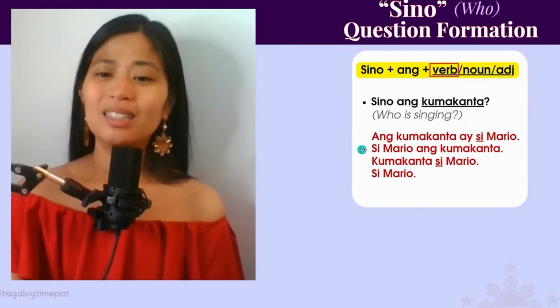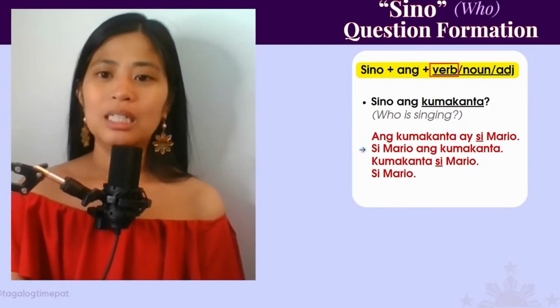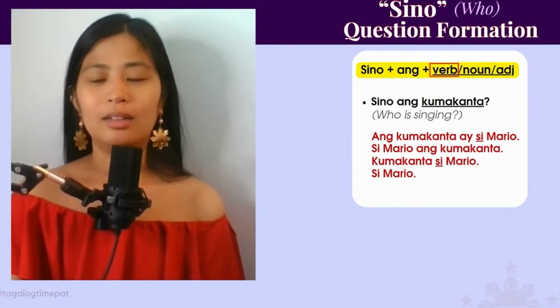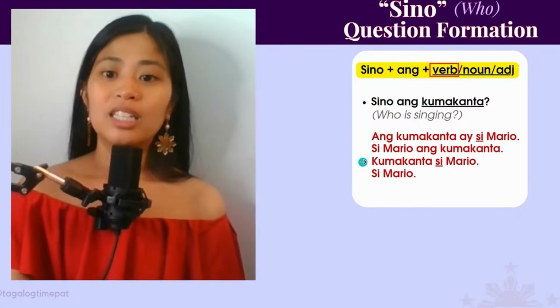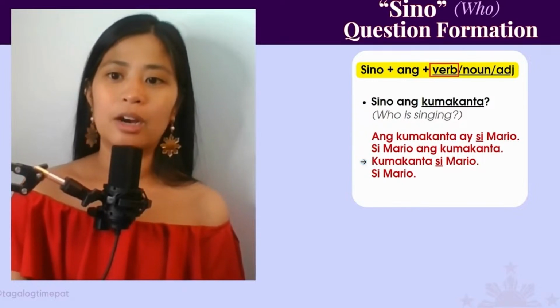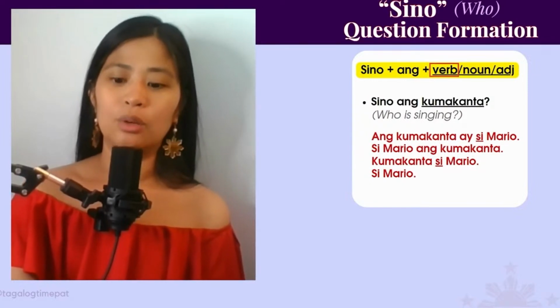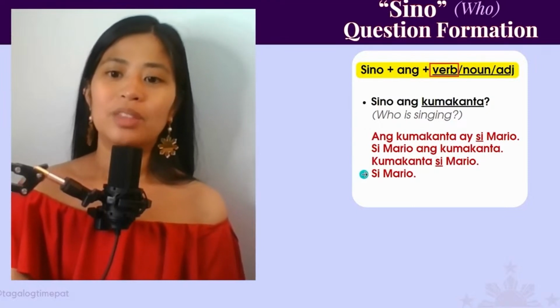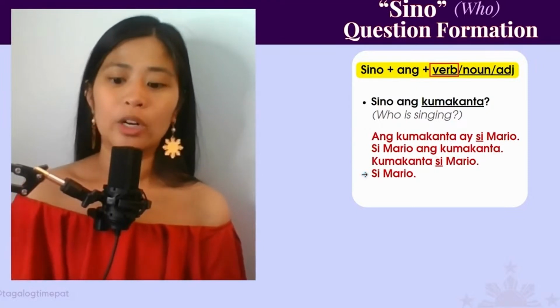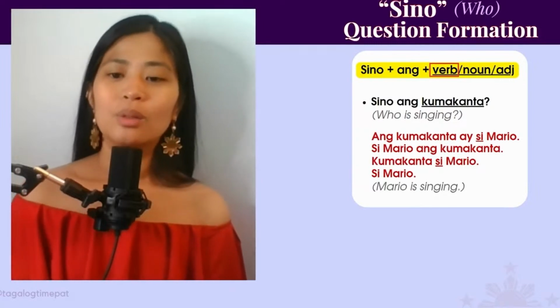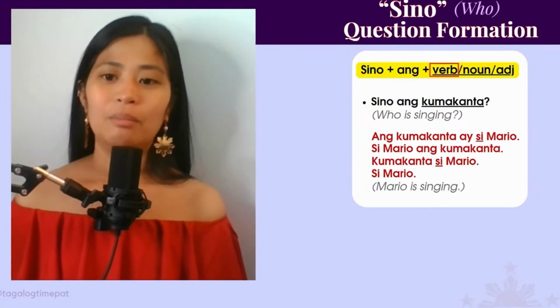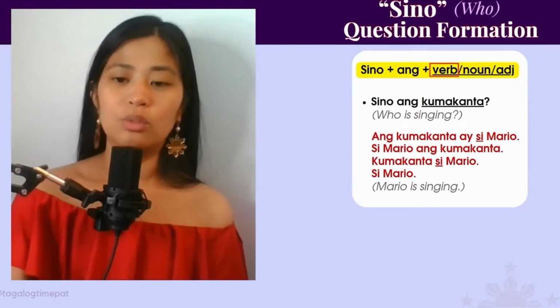This next one is a little bit formal as well. Si Mario ang kumakanta. That's kind of formal. This one is casual. Kumakanta si Mario. Mario is singing. And then this last one is just a short answer. So, si Mario. Who is singing? Mario. So those are the different ways you can say Mario is singing. Those are the different responses.